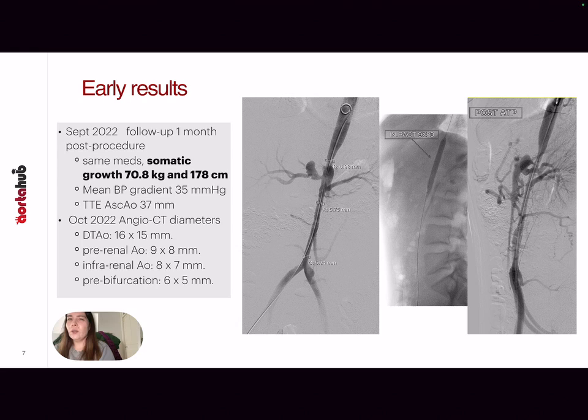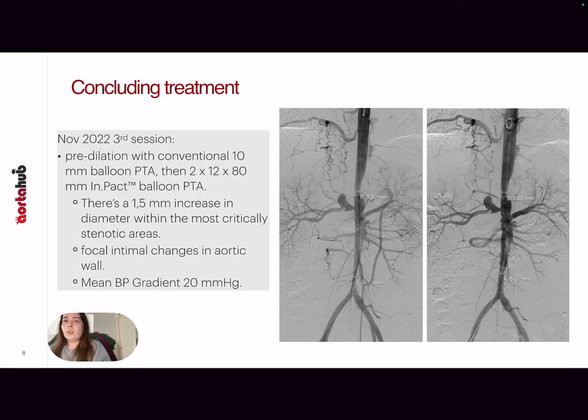He did show quite a bit of somatic growth already when we followed up. He weighed already 70 kilos and his height was 178 centimeters. His mean blood pressure gradient went up to 35 millimeters of mercury. We decided to conclude treatment with a third session where we again performed a pre-dilation with a conventional balloon.